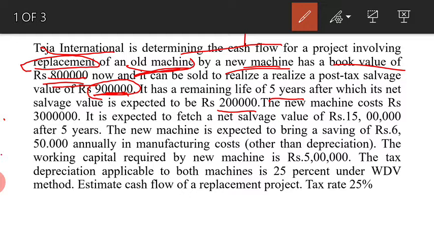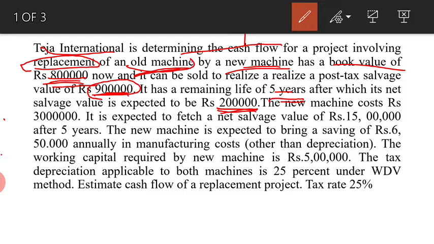And it has a remaining life of 5 years. That means it can be used for a further 5 years, after which its salvage value would be 2 lakhs. So this is your future salvage value. So always remember, in a replacement project for an old machine, there would be 3 values given: the current book value, the current salvage value and the future salvage value. Now how do we use it? Where do we use it? We'll see when we go ahead with the solution.